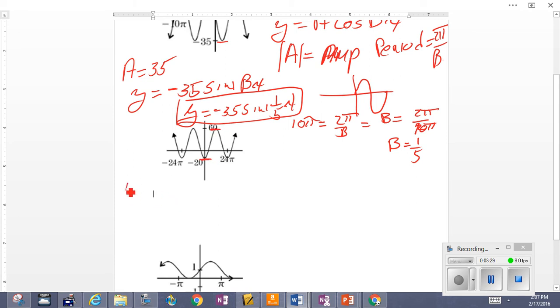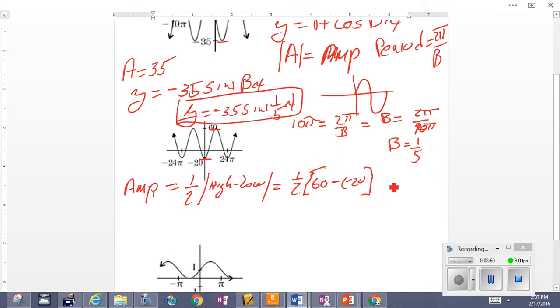So that's why we say my amplitude is 1/2 the high minus the low, which makes that 1/2 of 60 minus a negative 20, which is 1/2 of 80, which makes 40 my amplitude. So I'm going with an a value of 40.